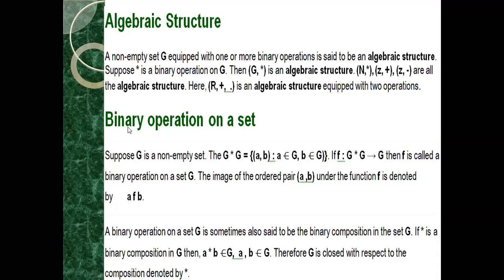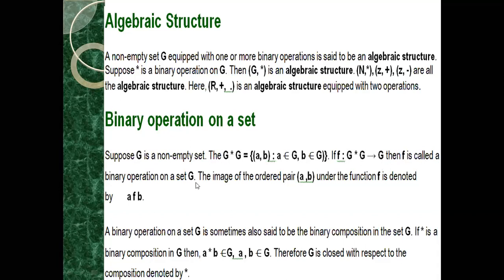So, binary operation on a set. Suppose G is a non-empty set. Then G cross G contains the elements that are ordered pairs (a, b) such that a belongs to G and b belongs to G, that is, the Cartesian product. If F defines a mapping from G cross G to G, then F is called a binary operation on the set G.